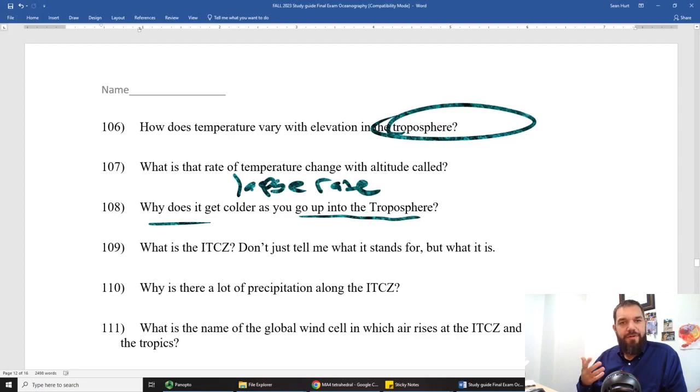As air rises through the atmosphere, pressure goes down, so it decompresses, and it cools. It cools adiabatically. It's called adiabatic cooling. So anyway, it cools, it'll hit the dew point, and then you can get precipitation forming.